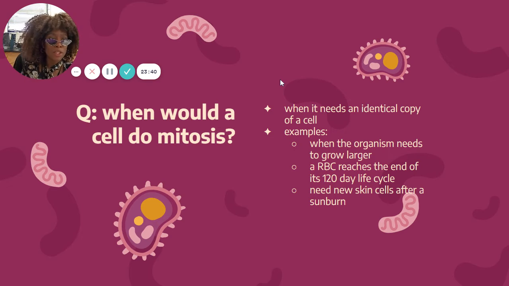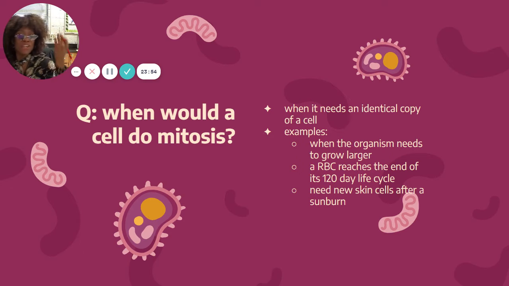Well, a cell's going to do mitosis whenever it needs an identical copy of a cell. So that can happen in many different ways. For example, when an organism needs to grow larger, so from a baby into a 15-year-old person who's watching this video right now, right? If you're growing larger, your cells cannot just get bigger. They have a max size that they can be. So instead of cells growing really, really big, they're just going to divide and they're going to make more cells.